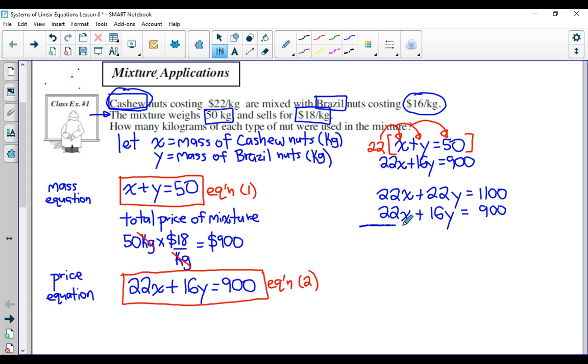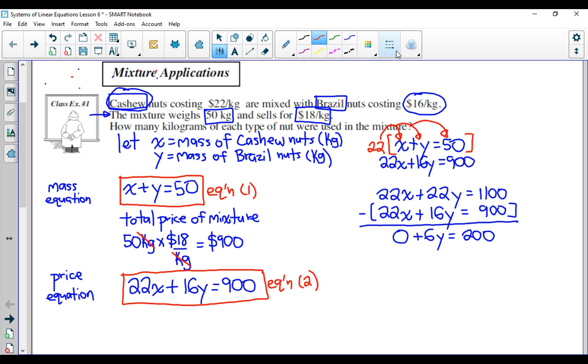And to eliminate x, we're going to subtract both these equations. I'll put the bottom equation in bracket just to remind me that I need to apply this negative to all 3 terms. 22x minus 22x is 0. 22y minus 16y would be plus 6y. And then 1100 minus 900 would be 200.